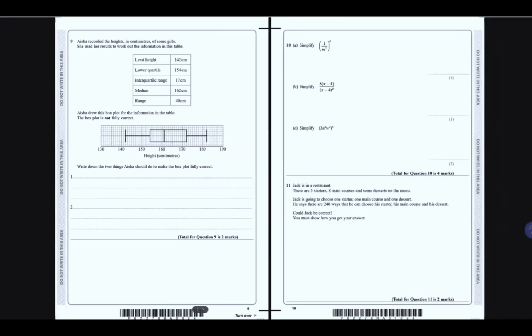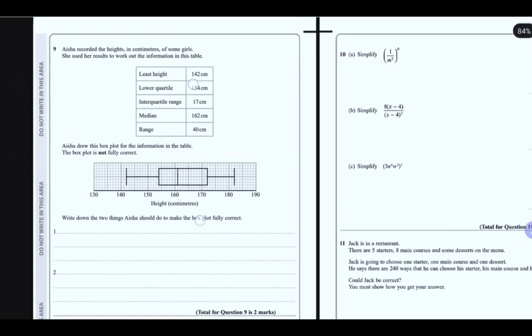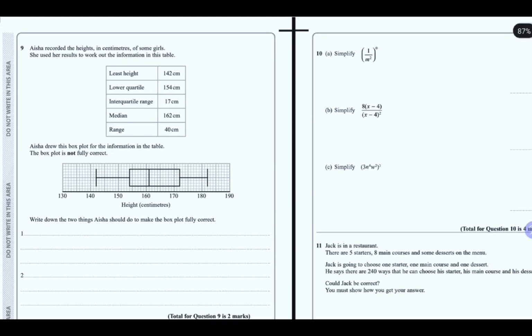Next question. Aisha recorded the height in centimeters of some girls. She used her results to work out the information in this table: least value, lower quartile, and all that. Aisha drew this box plot for the information in the table. This box plot is not fully correct. Write down 2 things Aisha should do to make the box plot fully correct.